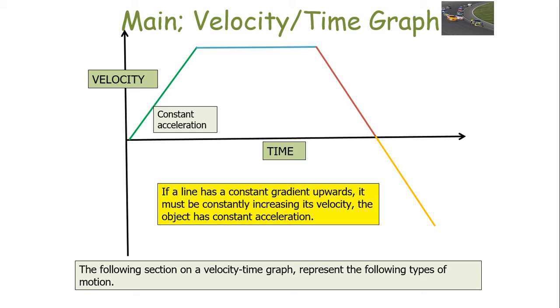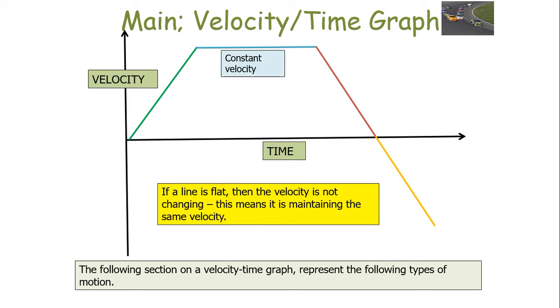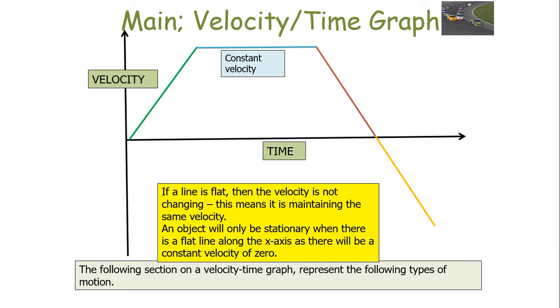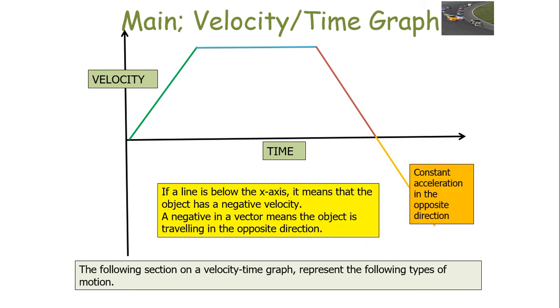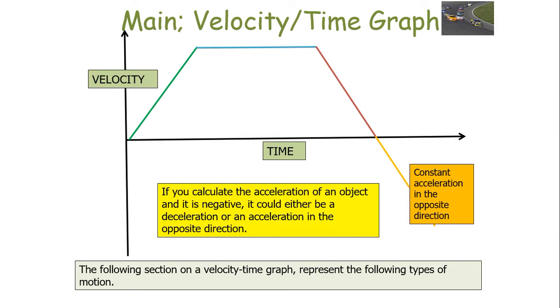Now if a line has a constant gradient upwards, it must be constantly increasing its velocity, so it's got a constant acceleration. If the line is flat, then the velocity is not changing, so it's maintaining the same speed. An object will only be stationary if that flat line is along the x-axis, because you'll have a constant velocity of 0, whilst a line with a constant gradient going downwards must be decreasing its velocity, so it's got a constant deceleration. And if the line is below the x-axis, you've got a negative velocity. Now again, negative in a vector means the object's traveling in the opposite direction.